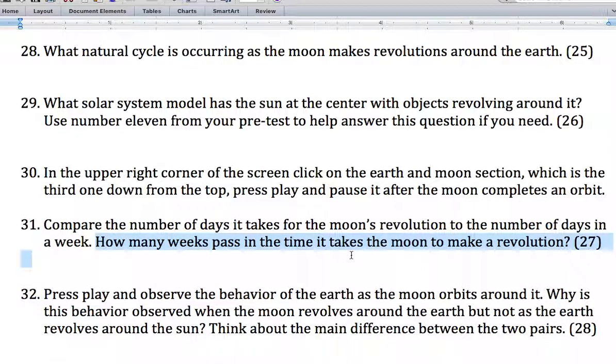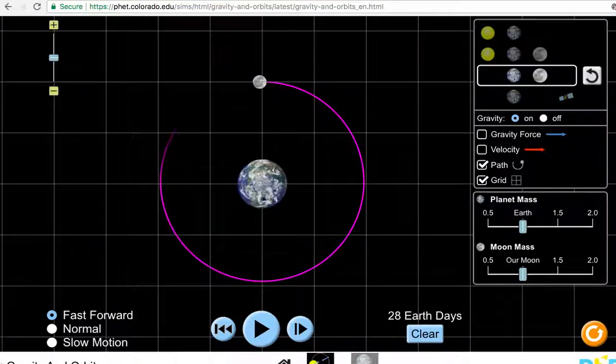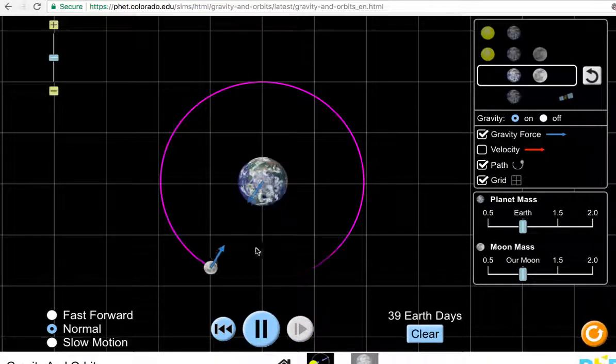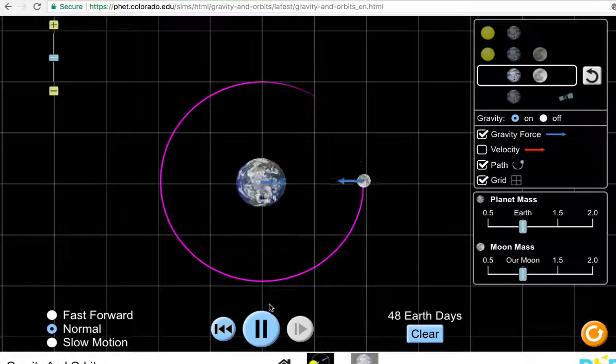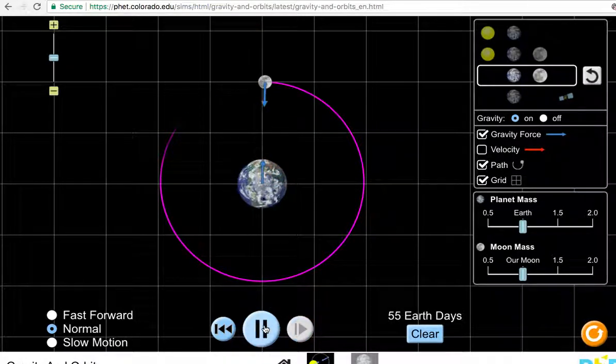And how many weeks pass in this time? Well, we know that there's 7 days in a week. You divide 7 into 28 and we get 4 weeks in a month. Something else I wanted you folks to point out here. Take a look at what the Earth is doing. It's not quite still. It's moving a little bit.